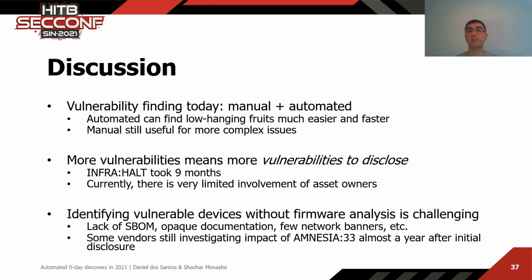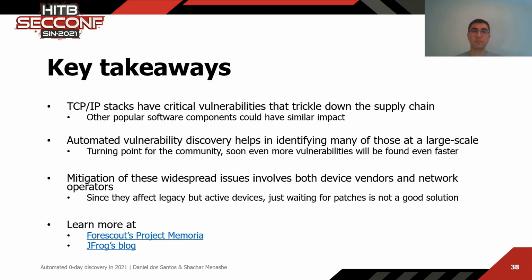We have been talking a lot about TCP/IP stacks, but you can also think about things such as DNS clients that are not attached to a TCP/IP stack, or web servers, or any sort of software component, or different types of SDKs in IoT, for instance, that are used by several vendors at the same time, right? And that have this supply chain impact. So basically, there will be in the future for sure many more vulnerabilities of the same type that affect several types of devices and vendors at the same time. Automated vulnerability discovery helps in identifying many of those at a large scale, right?